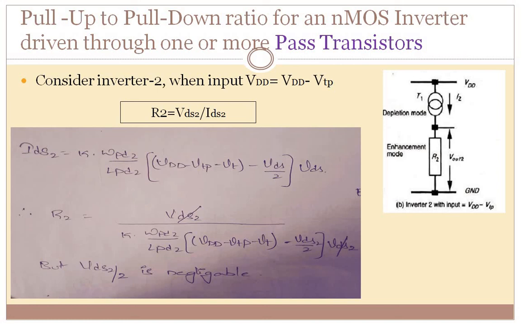I should give an assignment to you people and take an exam for that also. If your transistor is in depletion mode, then that transistor is called a pull up. Enhancement mode will be a pull down transistor. A depletion mode device is always called a pull up transistor. An enhancement mode device is always called a pull down transistor.